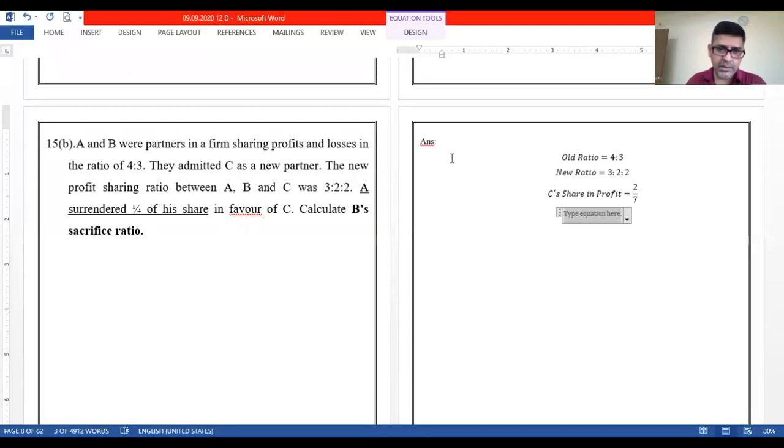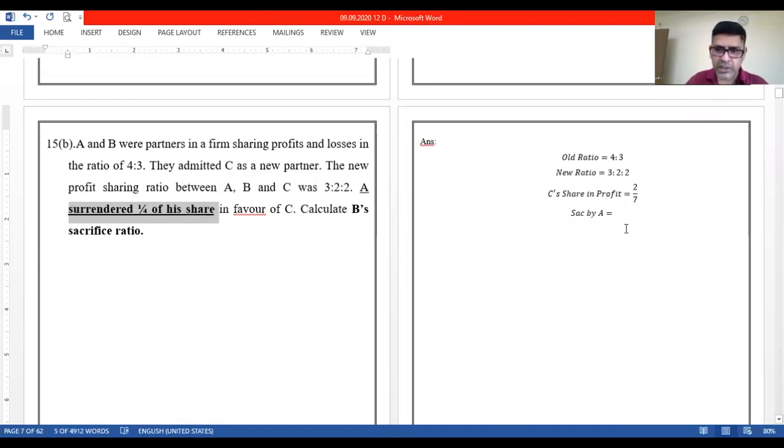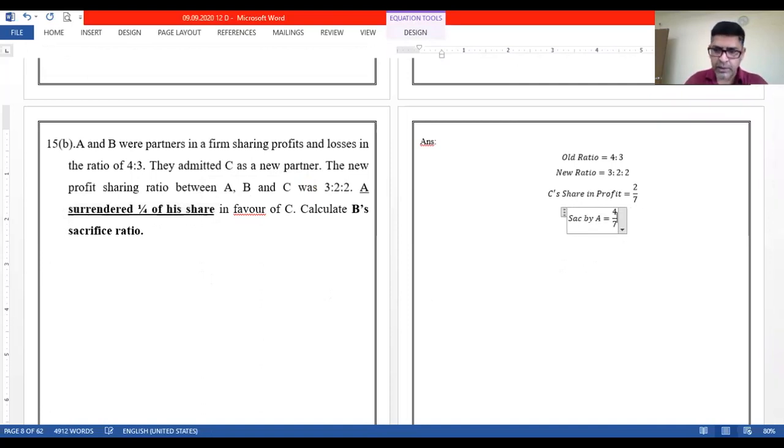And for this, who has sacrificed and how much? A surrendered 1/4 of his share in favor of C. Let us calculate the sacrifice by A. 1/4 of his share, right? Please take care of this. That means we need to multiply, right? So A's share is 4 by 7. He surrenders 1/4 of his share. Multiply by 1 by 4, that will be 1 by 7. C's new share is 2 by 7, out of which A has sacrificed 1 by 7.